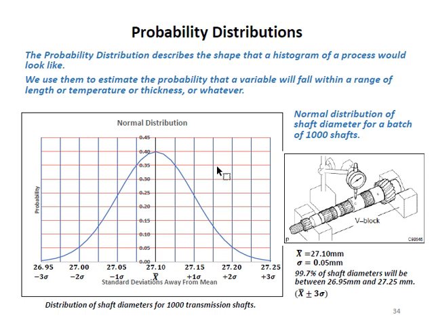So when we look at it, the 99.7% estimate of the shaft diameter is going to be between 26.95 all the way to 27.25 millimeters.